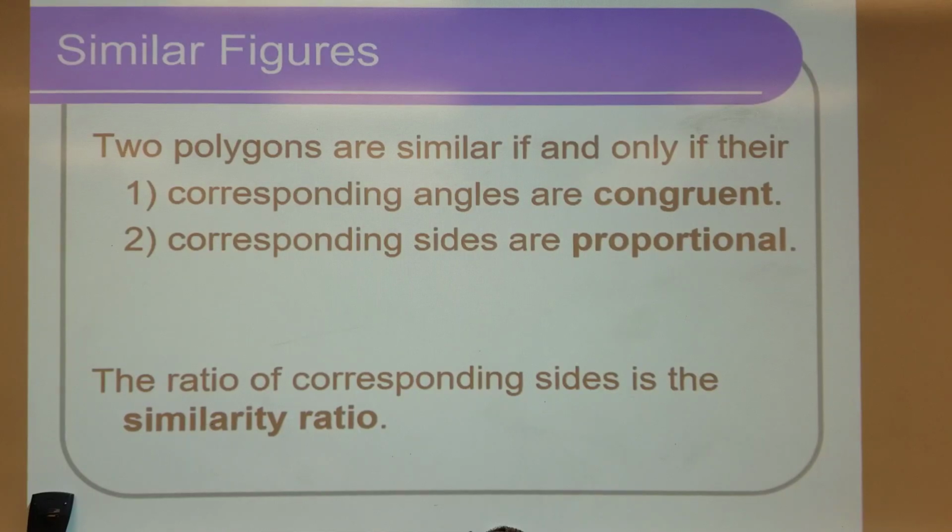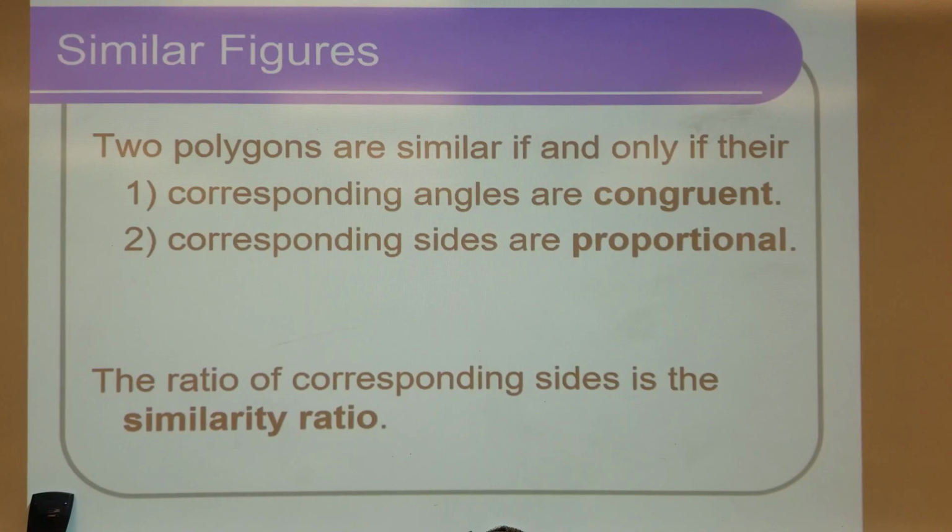When we know that corresponding sides are proportional, that simply means that we have two ratios that are equal to each other: the length of the base and the height of a rectangle, and the corresponding base and height of another rectangle. If those are equal ratios, then we would say that those sides are proportional. That ratio of those corresponding sides is referred to as the similarity ratio. In other disciplines, you may call that the scale factor.